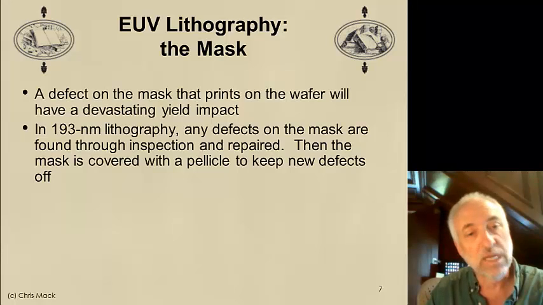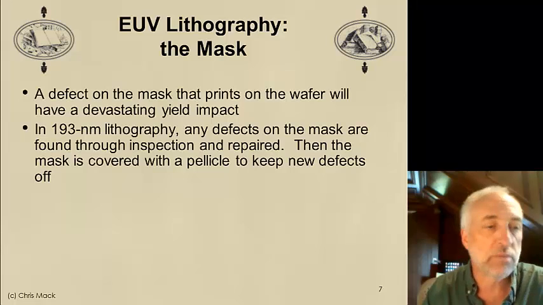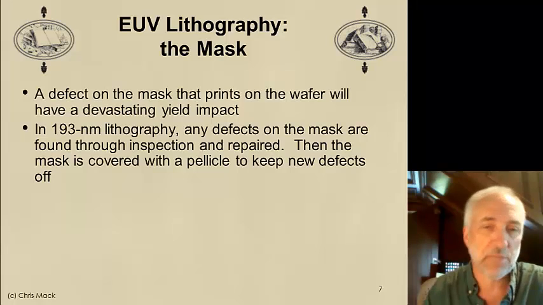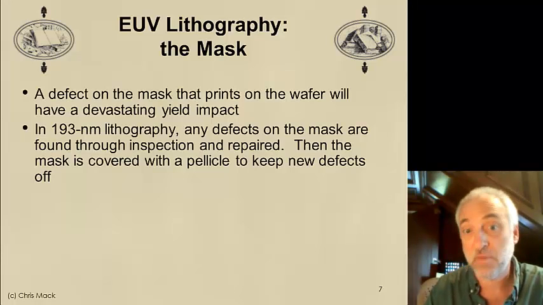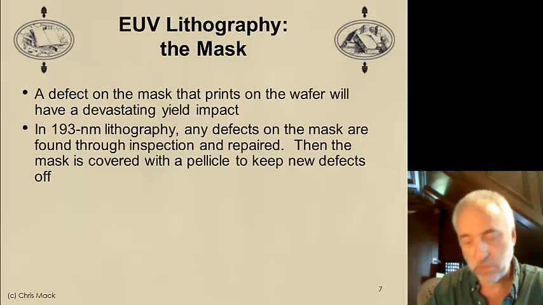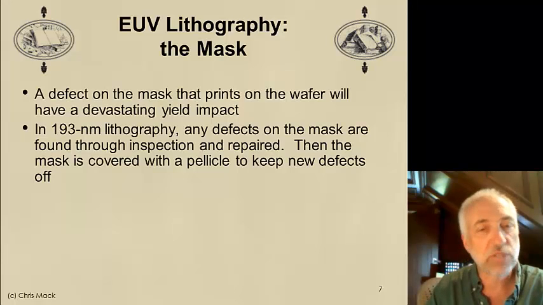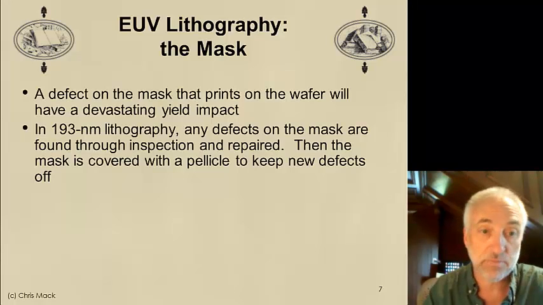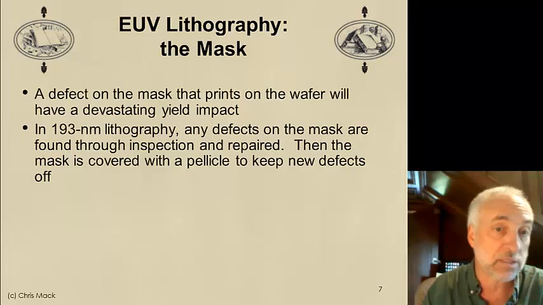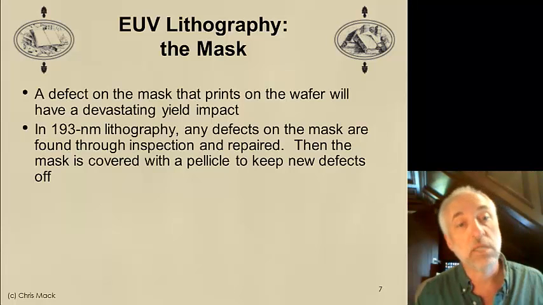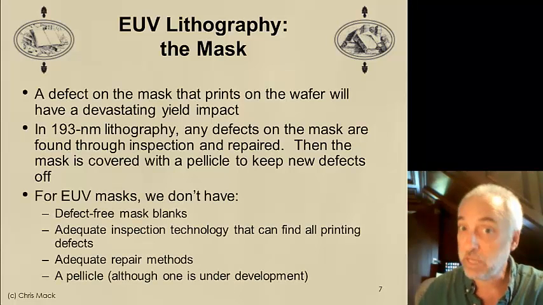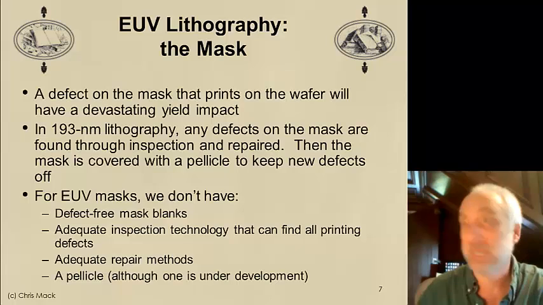Then we cover the mask with a pellicle, a very thin layer that is a millimeter or 2, or 5 millimeters, away from the surface of the mask. And this pellicle, a transparent thin membrane, protects the mask and prevents any defects from landing on the surface of the mask. So once we've guaranteed that the mask is defect-free, we then ensure that it stays defect-free with a pellicle. Well, at EUV, we can't really do any of these things yet.